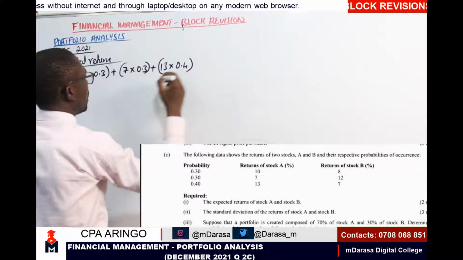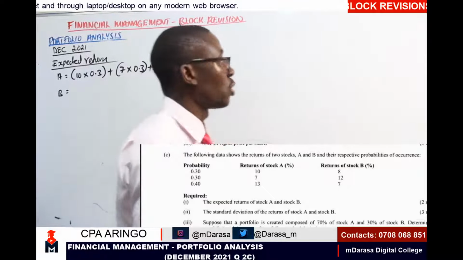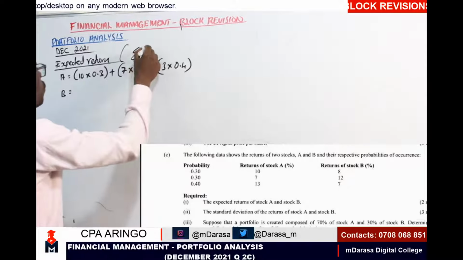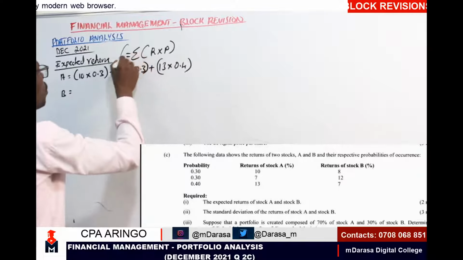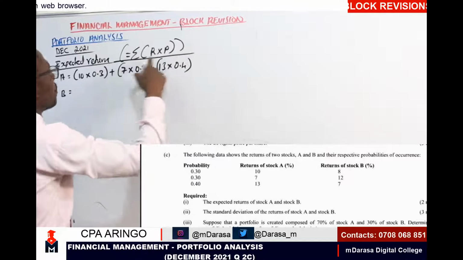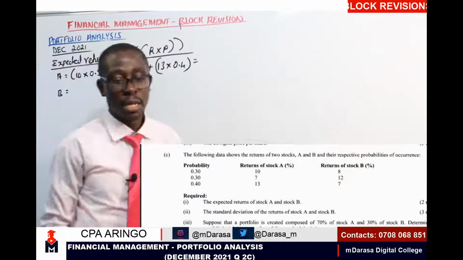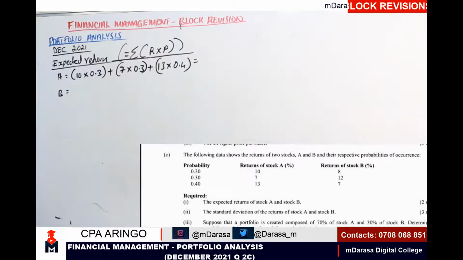So we've said that we'll be talking of what? The aspect of summation. Recall the formula that we'll be talking of: summation of my return times probability. Recall that? Summation of return times our probability. So therefore, we can agree that at that point, what are we going to have as our expected return? Our expected return will be simple there.